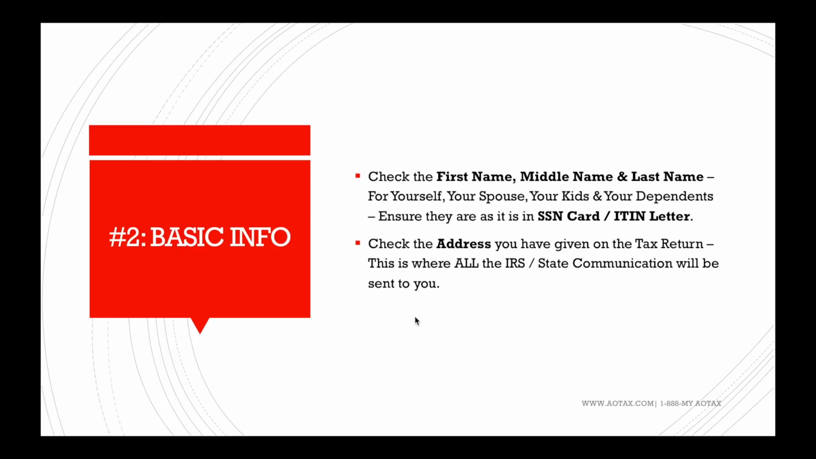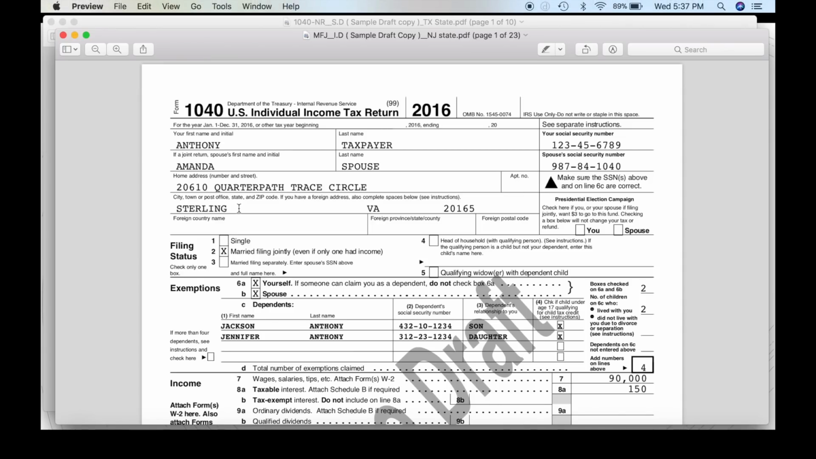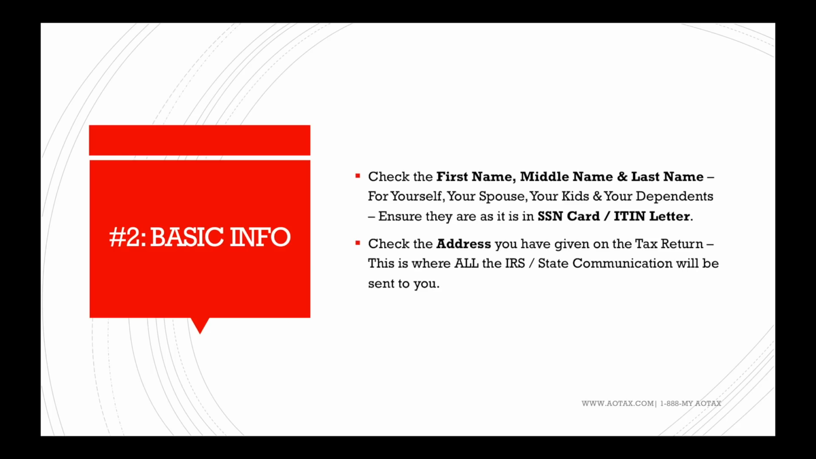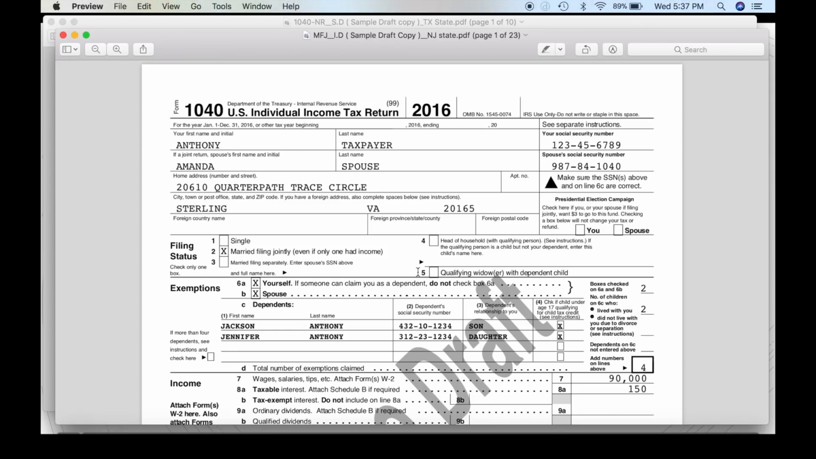Basic information, please check your first name, middle name, and last name, as in here. Make sure that they are right, and if you have an SSN, make sure that they are in line with the name on the SSN card. Sometimes the first name and last name all appear in one line because of the different tax software that we use, but just make sure that your name is complete.